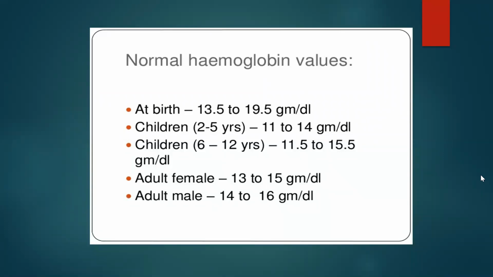So now you can imagine. Children with the age group 2 to 5 years have 11 to 14 grams per deciliter of hemoglobin, and children with 6 to 12 years have around 11.5 to 15.5 grams per deciliter. The last two are very important. In adult females its value is 13 to 15 grams per deciliter, and in males the value is 14 to 16 grams per deciliter.